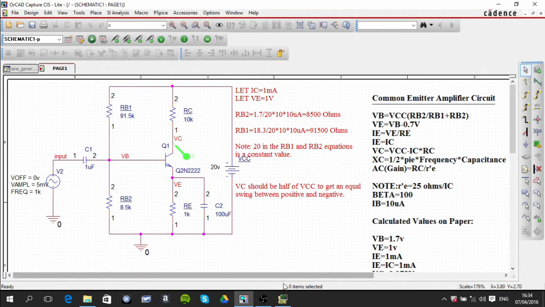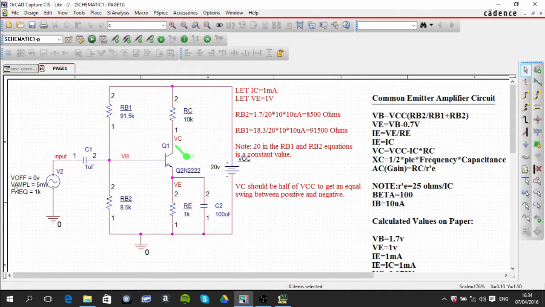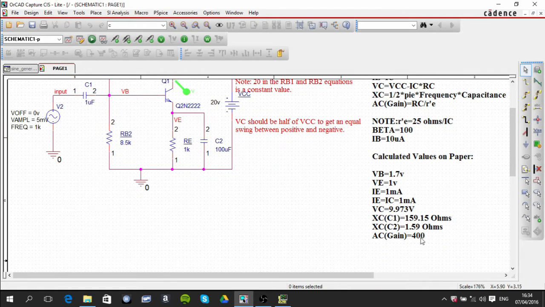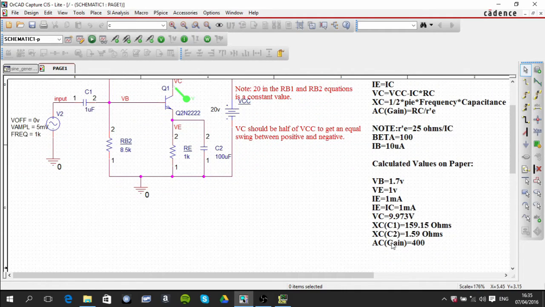When we run our circuit, we can see that if we measure peak to peak here, it's 3.4067 volts. If you divide that by the peak to peak of our input voltage, which is 10 millivolts, you end up with a gain of 340.67. That's quite a bit off from our calculated gain of 400, but it's always tricky to find what the actual gain is.